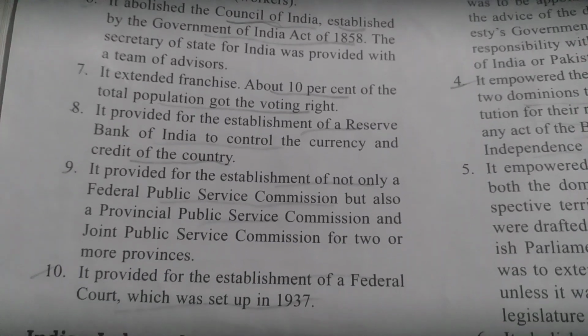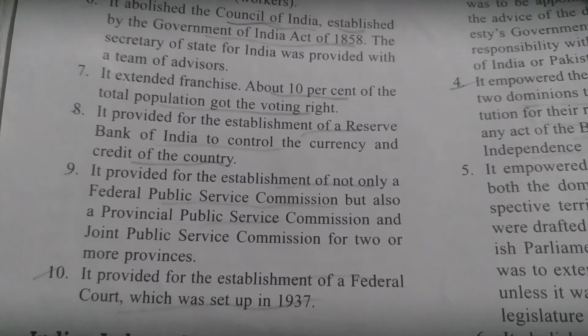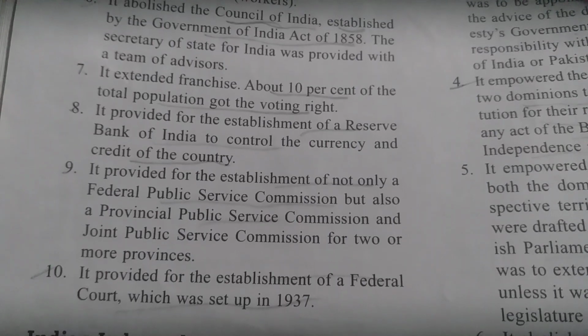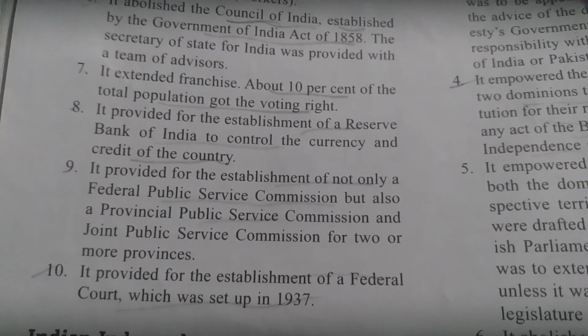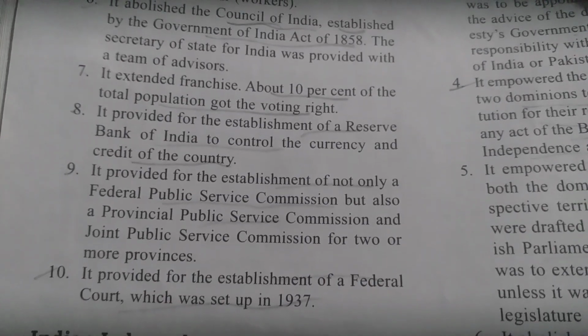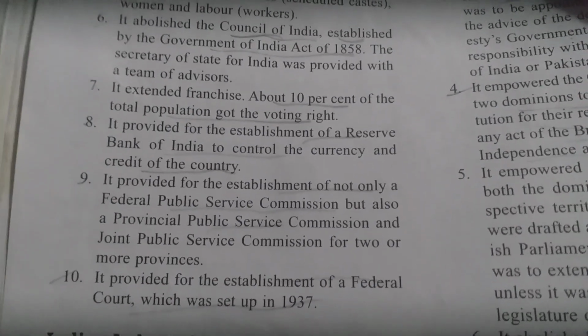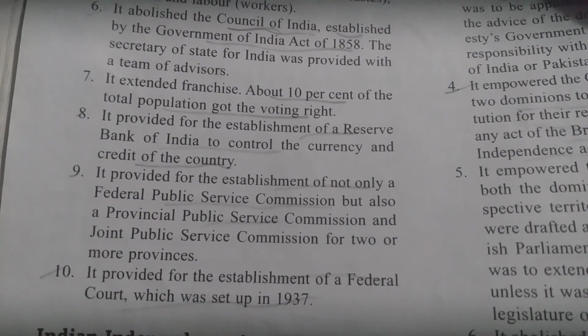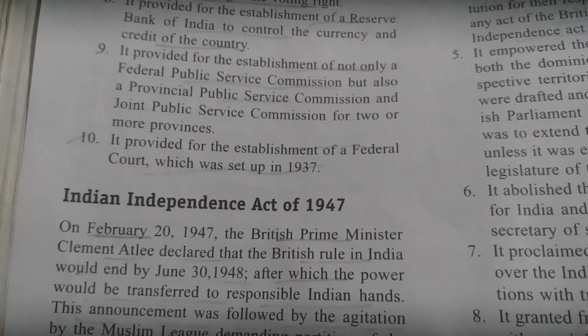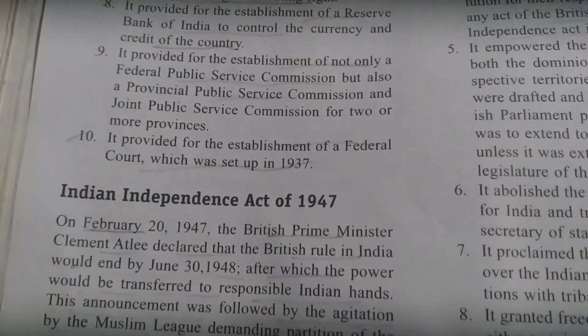It provided for the establishment of a federal court which was set up in 1937. The next one is the Indian Independence Act of 1947. This is the most important act.